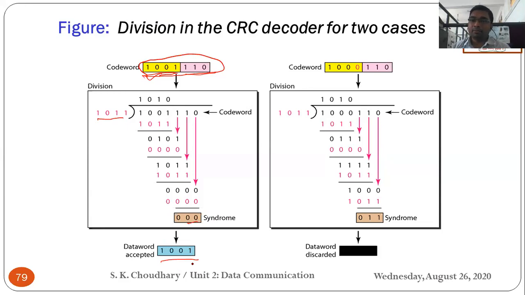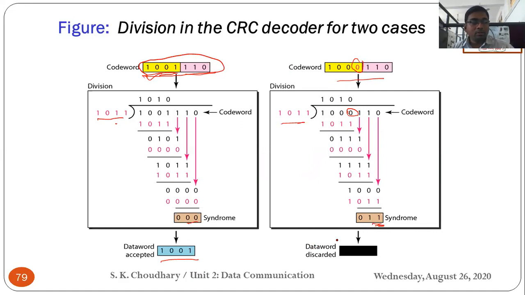But what happens when some error is added? Now we see the second case. Instead of the message 1001, there is 1000, and this code word is received on the receiver side. Using the same divisor, you do the same process, but because of the change in this particular bit, you get a non-zero syndrome, 011. It is a non-zero syndrome.